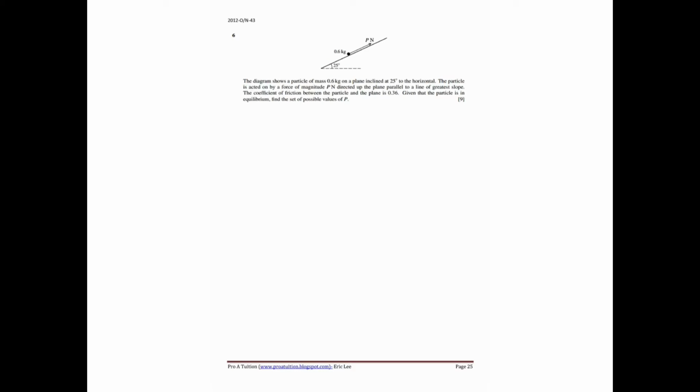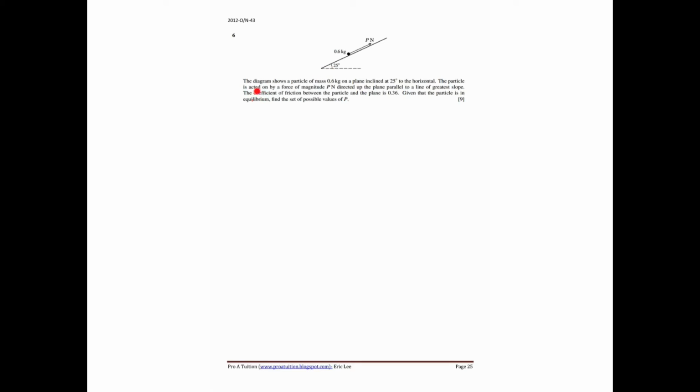Okay, so let's look at this question. This is the more difficult one actually, compared to just now. So let's see the question. The diagram shows a particle of mass 0.6 kg on a plane inclined at 25 degrees to the horizontal. Okay, as you can see, 25 degrees.